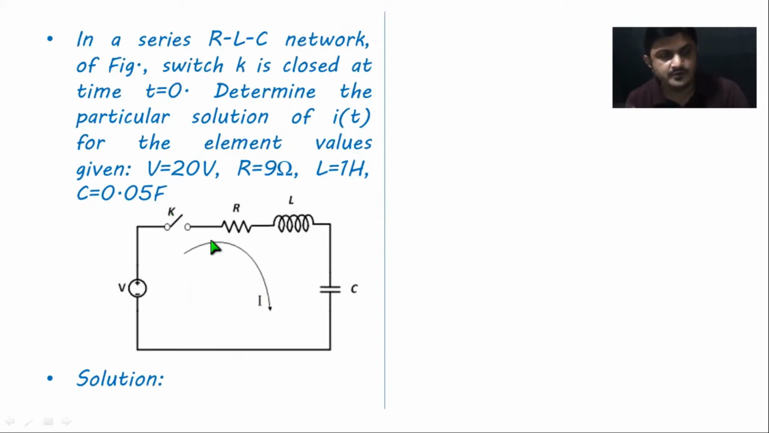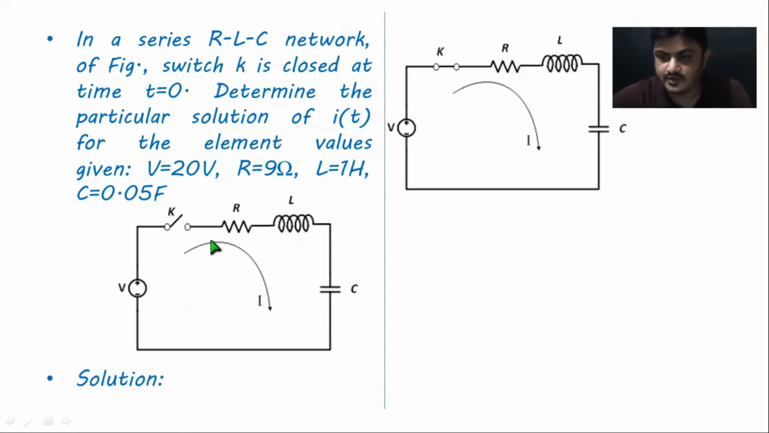First of all, we have to consider what exactly the situation is after t equal to 0. So let me draw the circuit exactly after time t equal to 0. And we will follow our steps. First of all, we will apply the KVL. We will try to find the characteristic equation. We will calculate the roots, and after that we will solve for our particular solution.